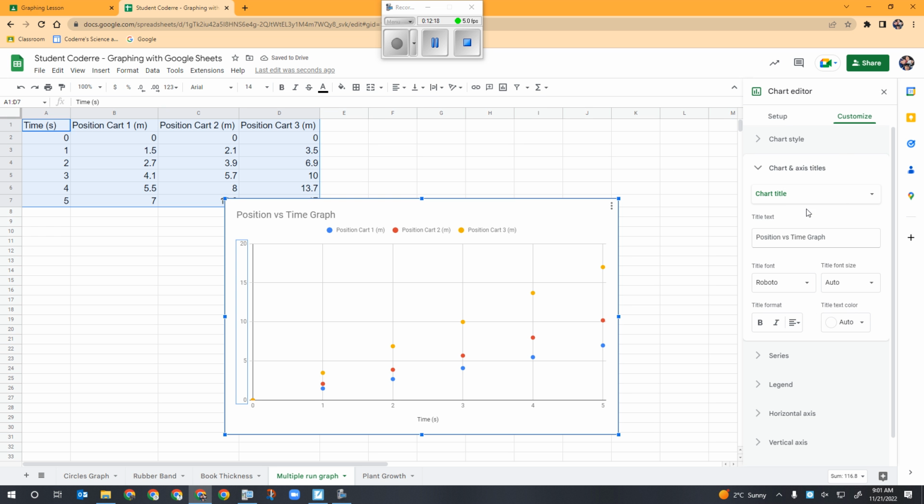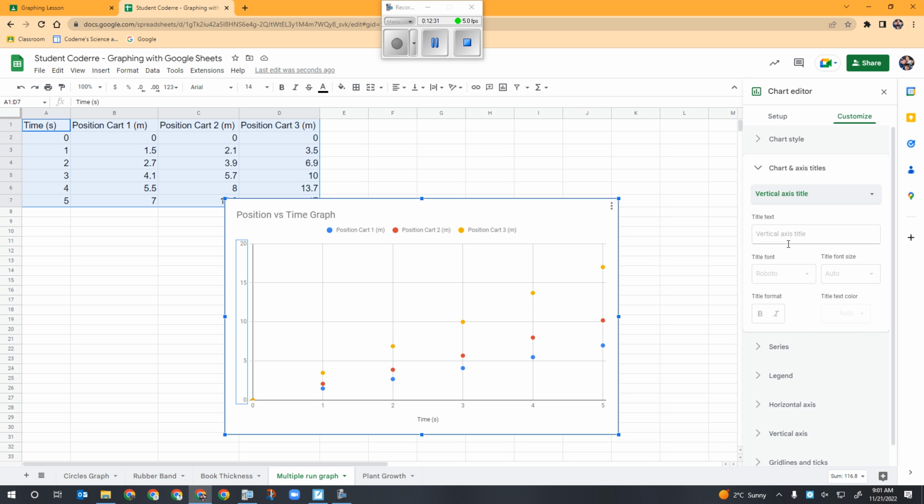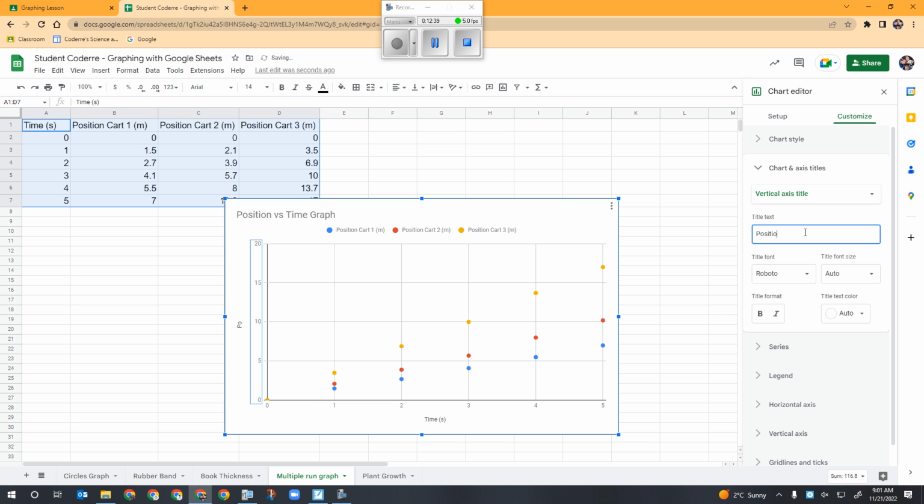Okay, and right now, here in chart title, if I click on that, I need to put in a vertical axis title because it doesn't have one. It has the numbers there, but there's no title. So if I click on that, you'll see that it says vertical axis title and it's blank. Just go in there and we put in position in meters. You can see as I type it, it shows up on the left-hand side of the graph right here. So my graph is shaping up. It's a lot better now than it was a minute ago.